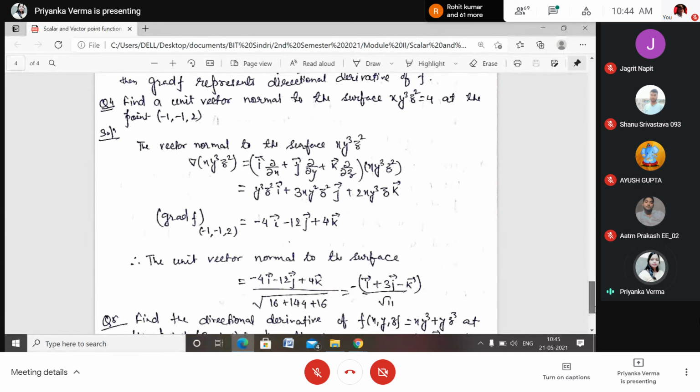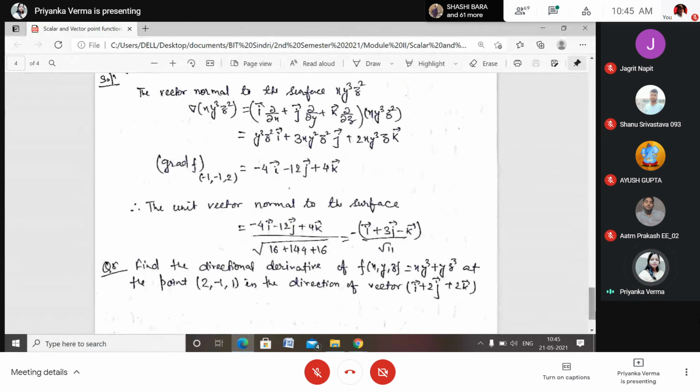Now see this question. Find the directional derivative of f at the point (2, -1, 1) in the direction of i plus 2j plus 2k. Solve it.